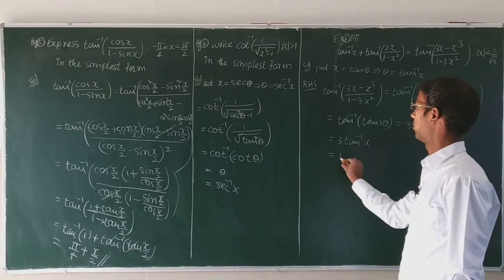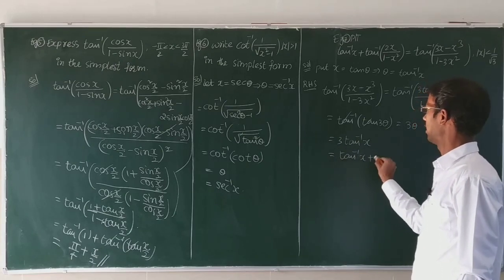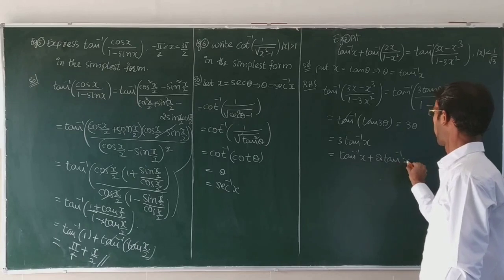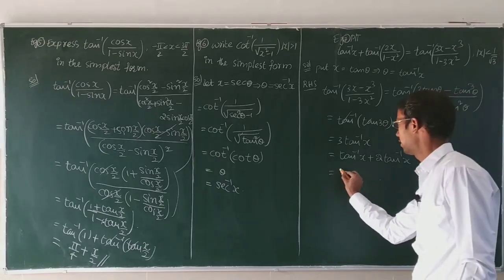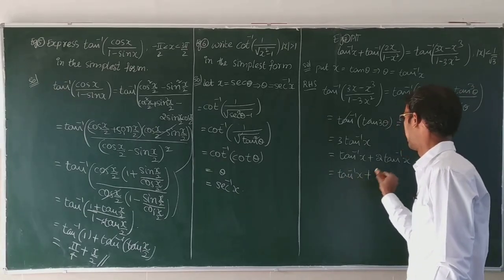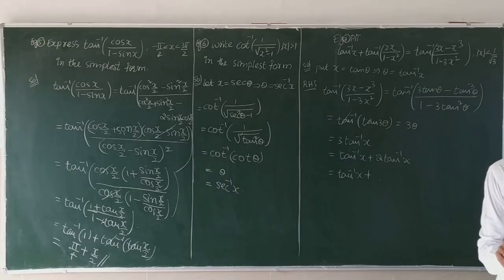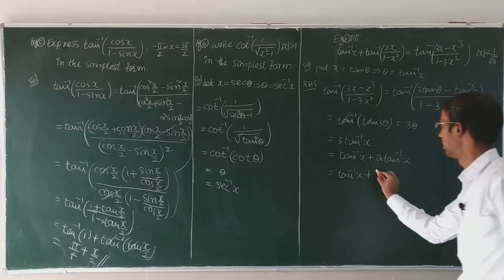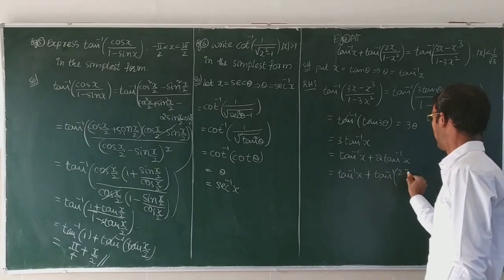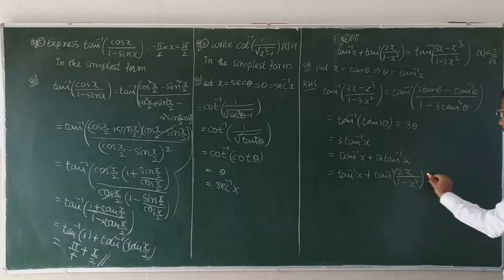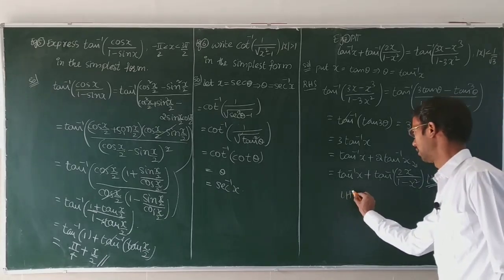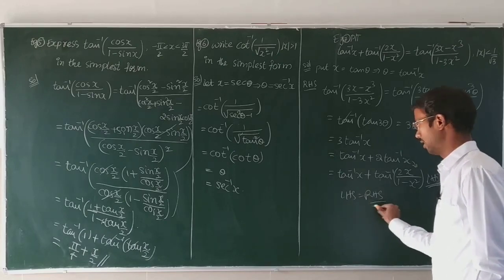We can write it as tan inverse x plus 2 tan inverse x, 1 plus 2 is 3. Why are we writing this? This is tan inverse x as it is, plus 2 tan inverse x formula is the property. One property is tan inverse of 2x by 1 minus x square. This is the LHS part. This is the 2 tan inverse x formula. LHS is equal to RHS.